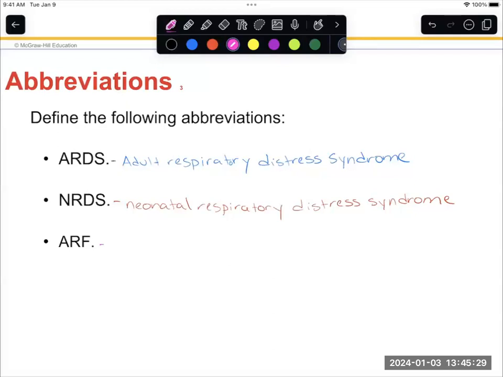ARF, acute respiratory failure. And this results in inadequate tissue oxygenation, because if your respiratory system isn't working, you're not breathing, you're not bringing in oxygen, your tissues are going to die.